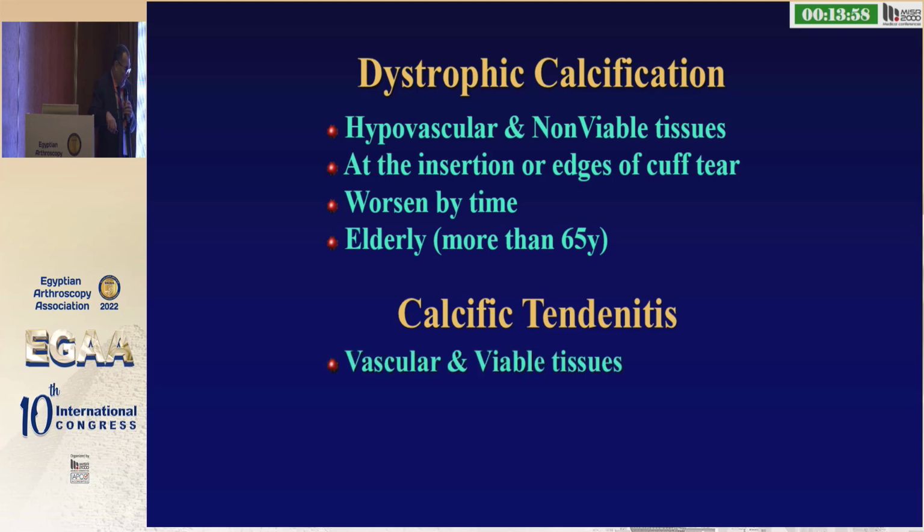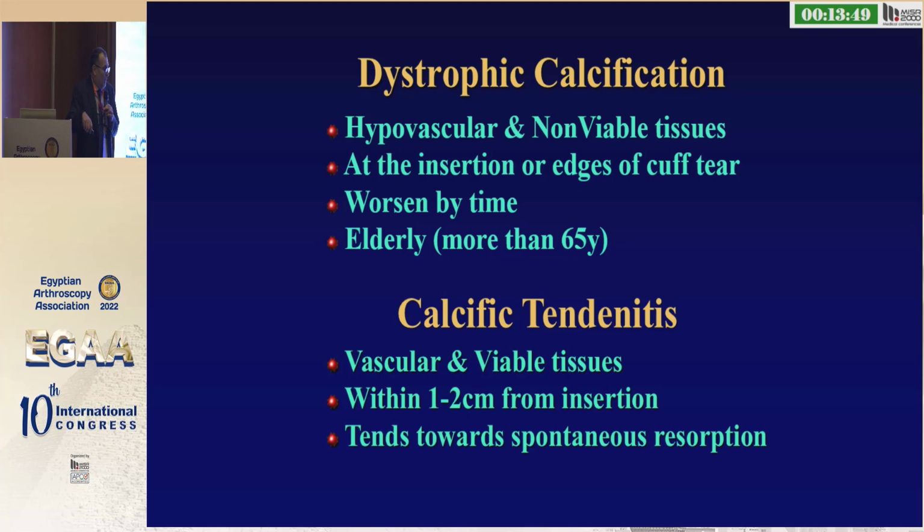While calcific tendinitis occurs in a highly viable, highly vascular tissue, within 1 to 2 centimeters from the insertion. It tends towards spontaneous resorption. This is very important. And it occurs earlier on, in the 50s and 60s.